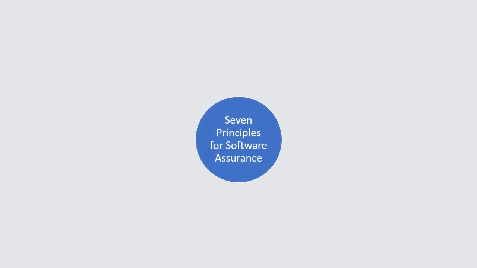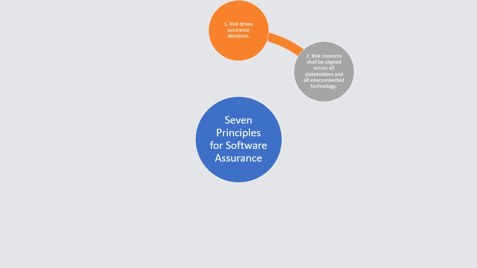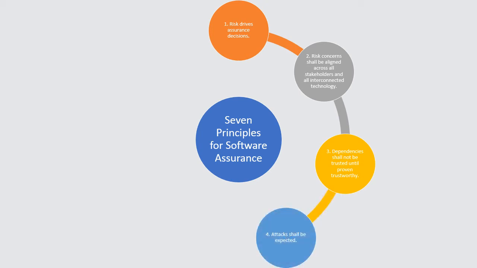Seven principles for software assurance. Risk drives assurance decisions. Risk concerns shall be aligned across all stakeholders and all interconnected technology. Dependencies shall not be trusted until proven trustworthy. Attacks shall be accepted.